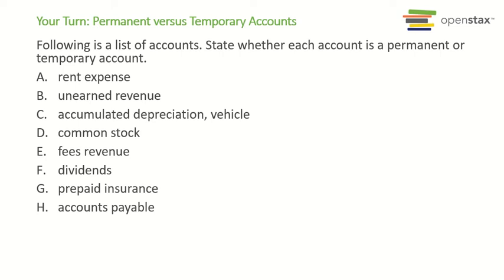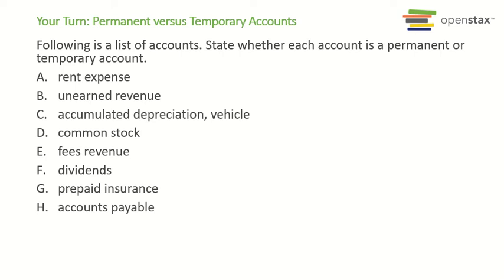Unearned revenue. Unearned revenue is a liability account. That's on the balance sheet. This is a permanent account. Accumulated depreciation. This is a contra asset account. It's also a balance sheet account. So it's a permanent account.